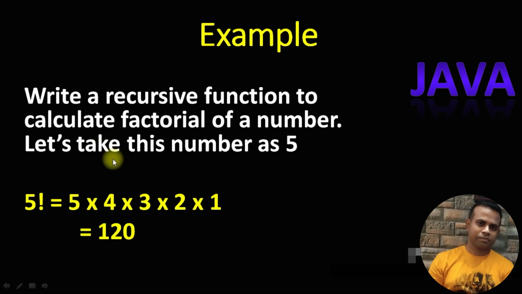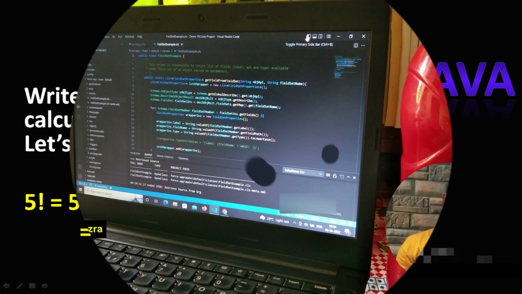Try to create an example which basically gives us, or calculates, the factorial of any number, and for simplicity we will only use the number 5.